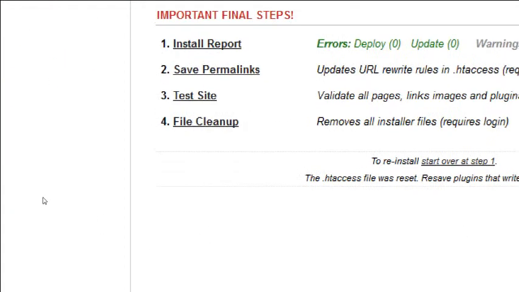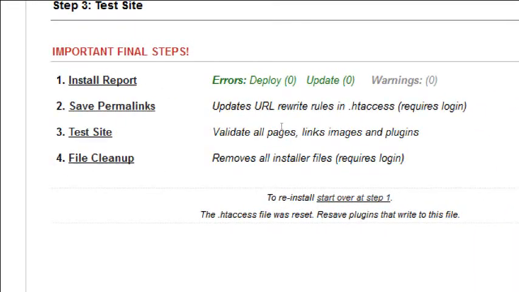We have then a screen here. Hopefully you don't get any errors. I have green here, no errors or warnings. And then there's four steps here: install report, save permalinks, test site, file cleanup. File cleanup is one of the important ones we want to do eventually, because right now our site is ready to go.